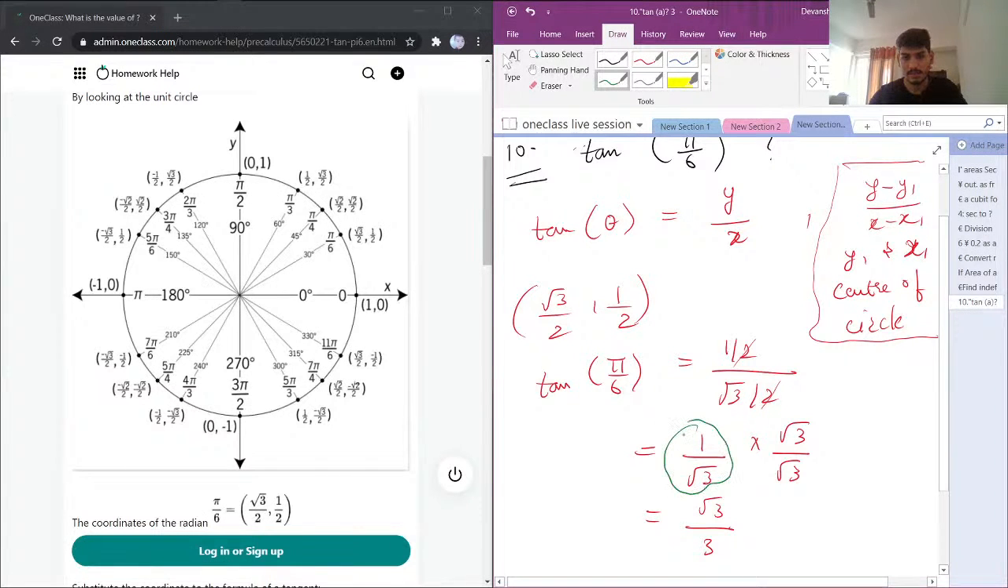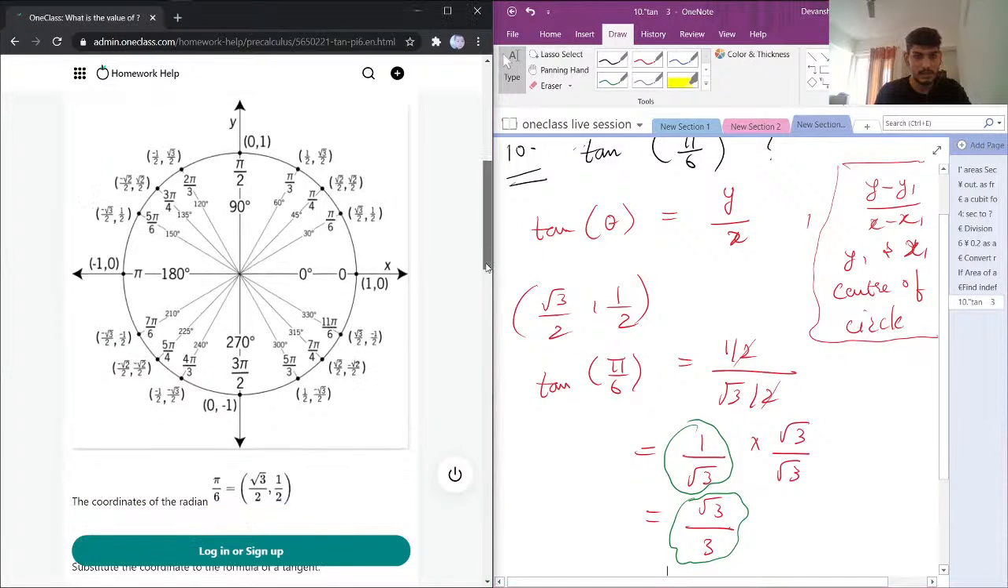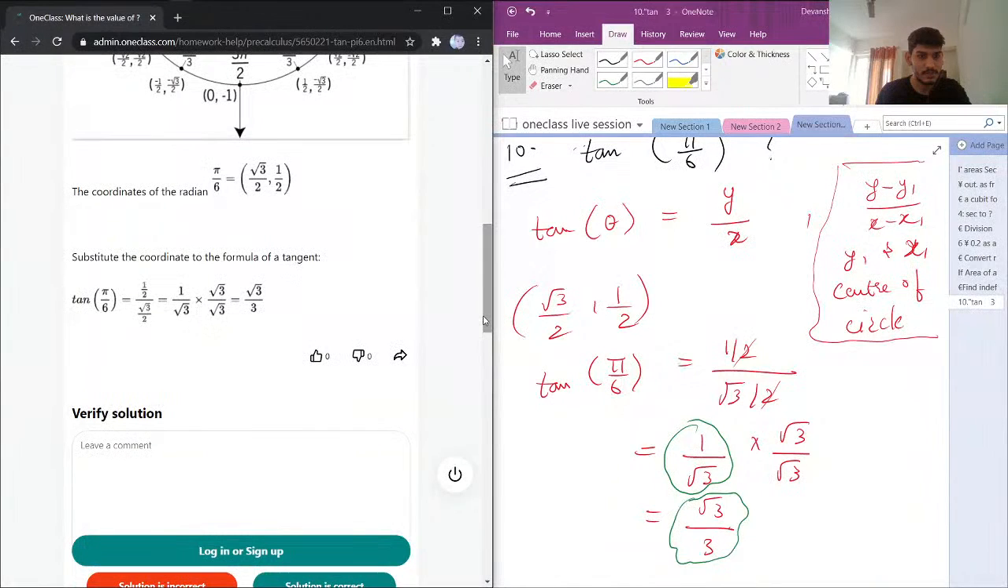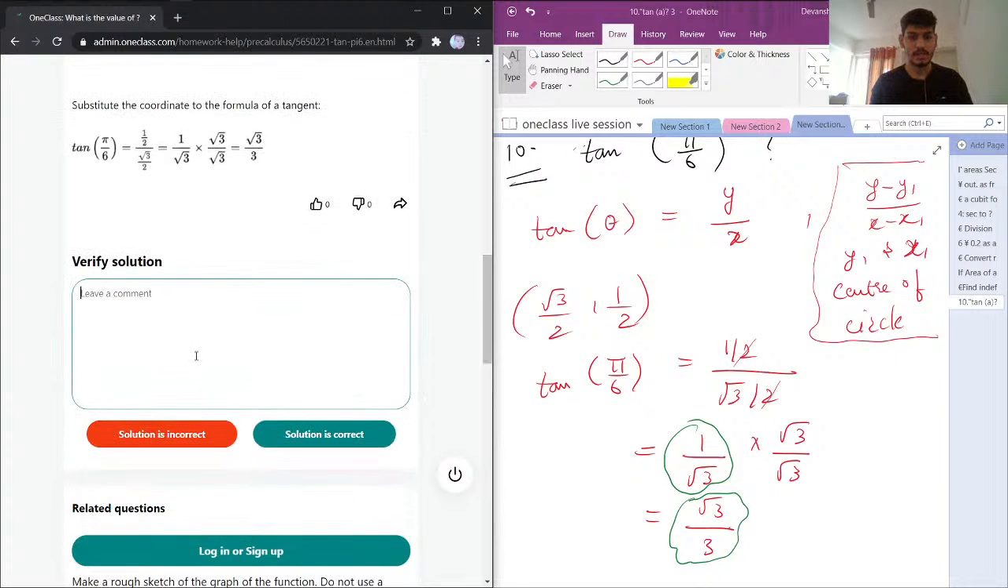So either my answer is this, or this is also correct. So we get tangent of pi by 6 is 1 by root 3. Root 3 by root 3 square is equal to root 3 by 3. So again, correct solution. Great job.